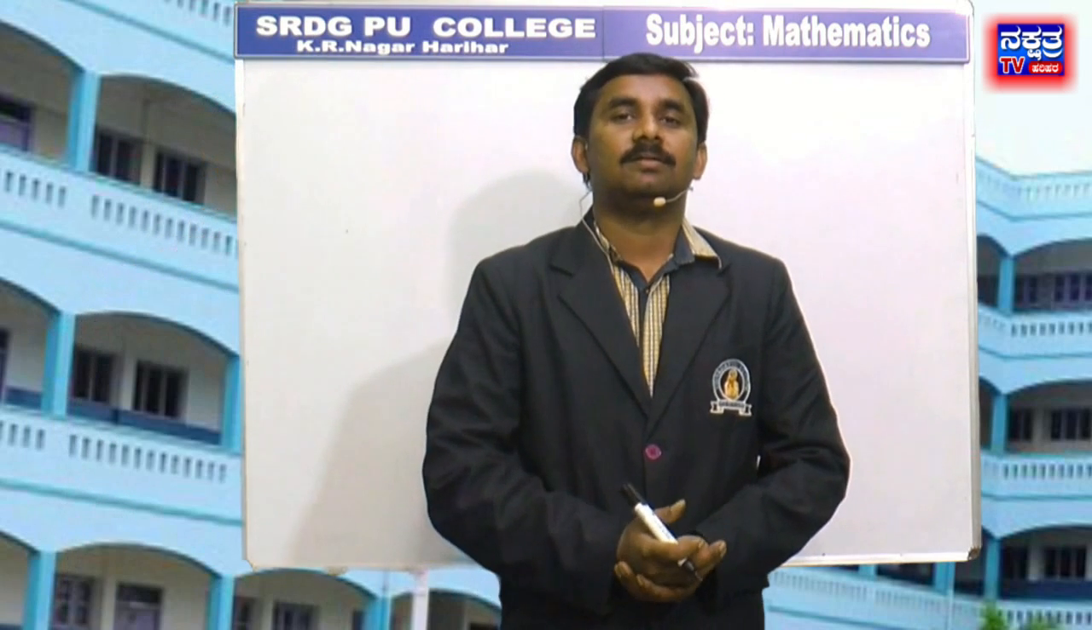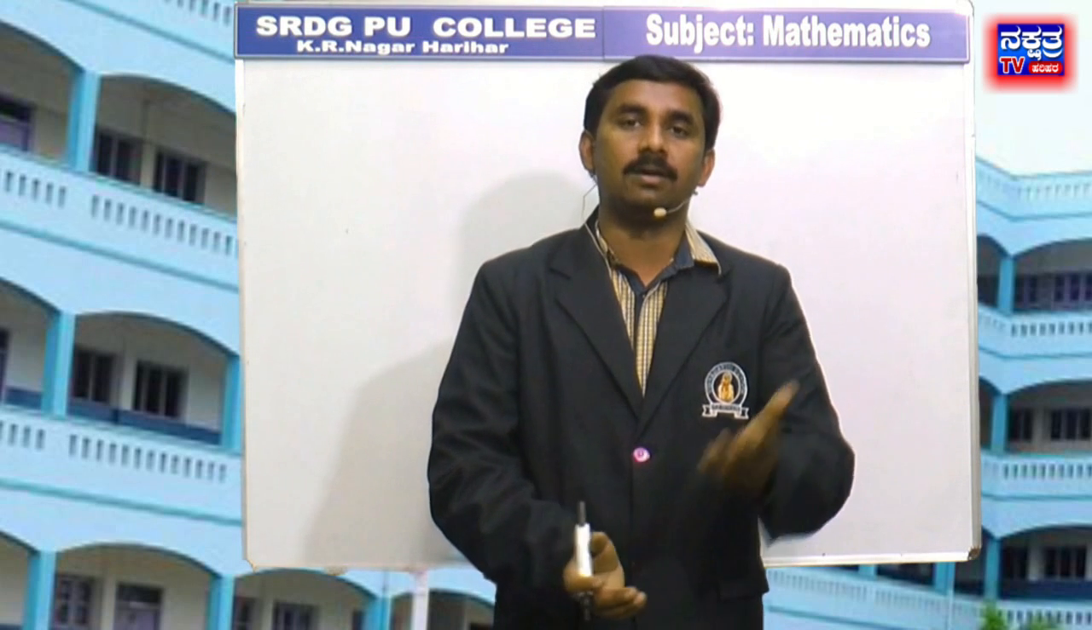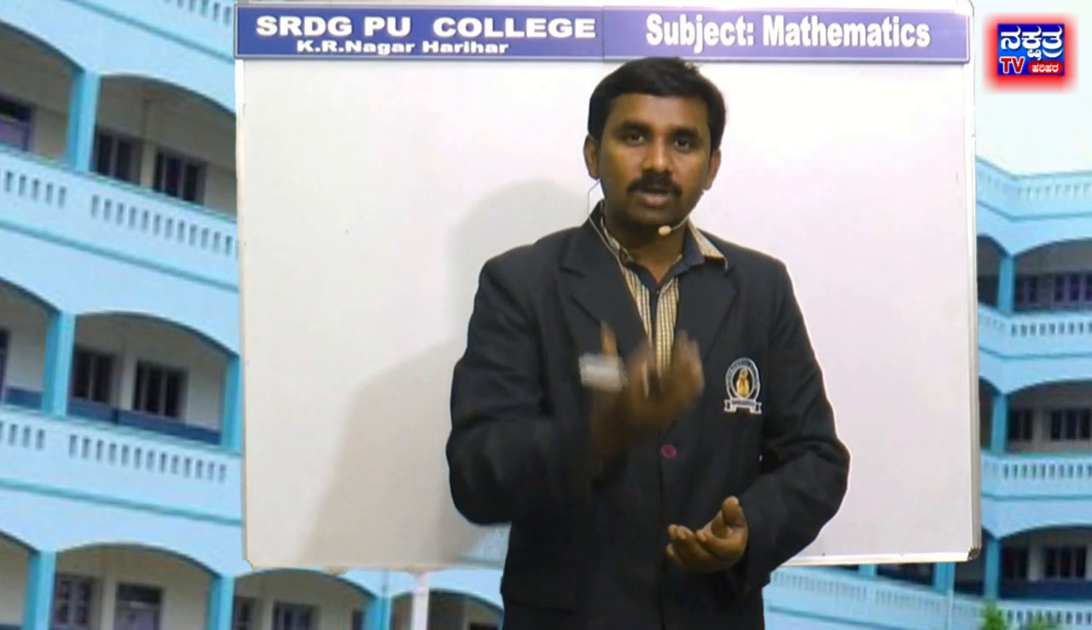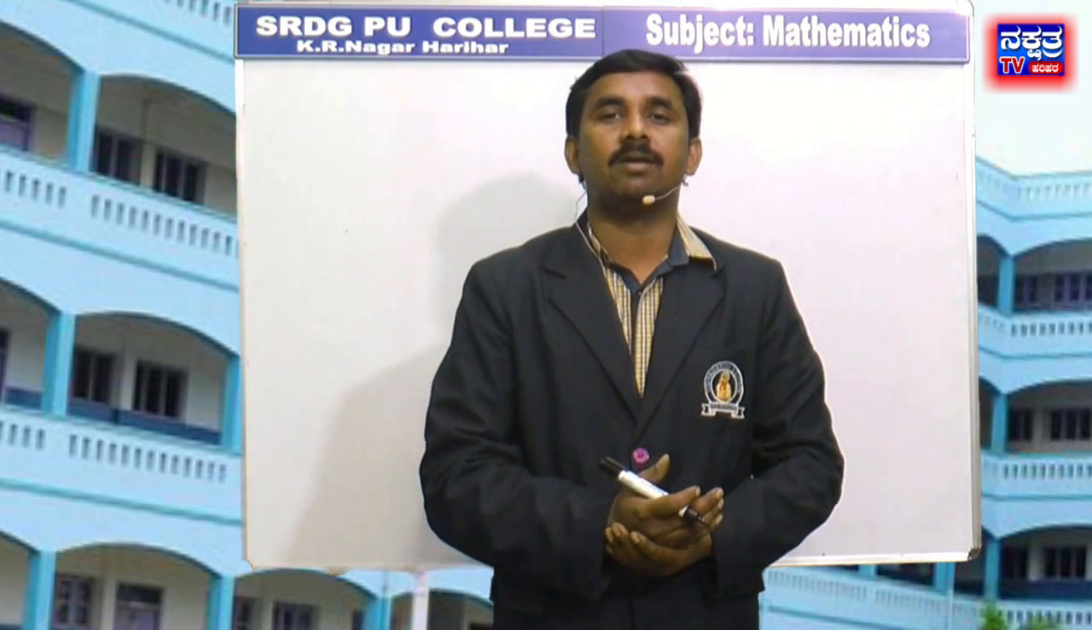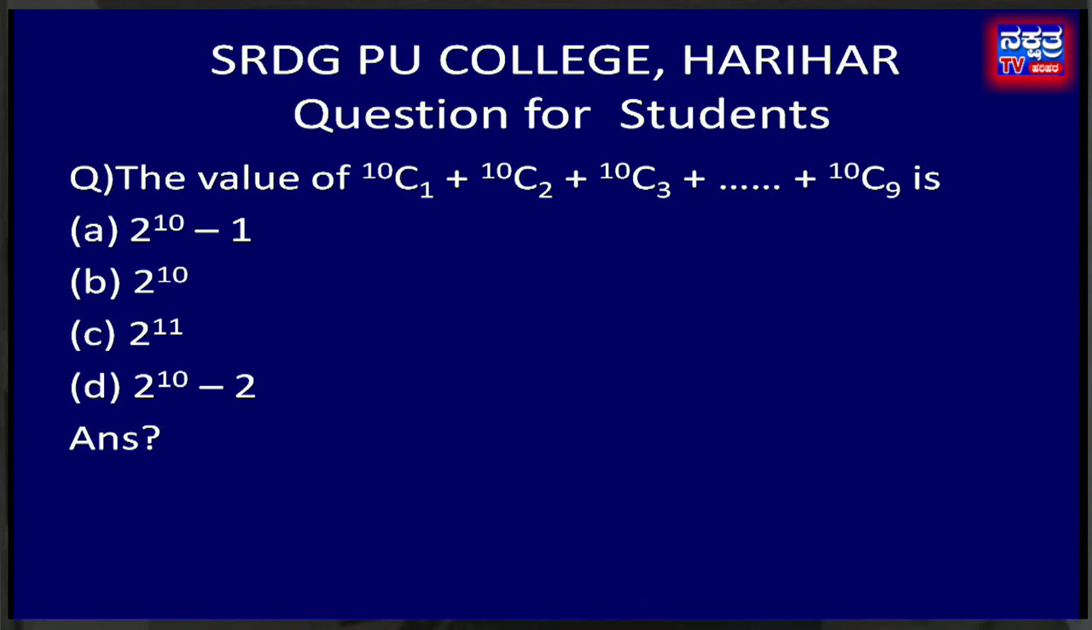Dear students, at the end of every episode we give one question for students. You have to solve that question and send the answers via SMS. Watch your question on the screen. The value of 10C1 plus 10C2 plus 10C3 plus so on plus 10C9 is: option A 2 power 10 minus 1, option B 2 power 10, option C 2 power 11, option D 2 power 10 minus 2.